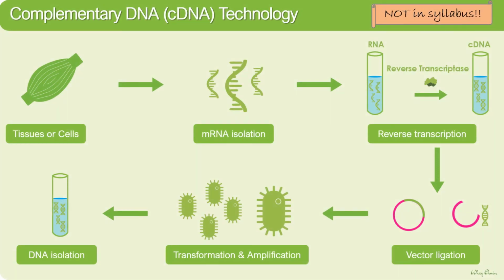But with the development of molecular technologies, we have another way which is more efficient. We call it complementary DNA technology. This technology will still give us white and blue colonies, but the difference is now the white colonies all contain the gene of interest. This is because in the first step, we are going to isolate the mRNA from the target cell. It's no longer DNA isolation. And mRNA consists of the exons for the target gene only.